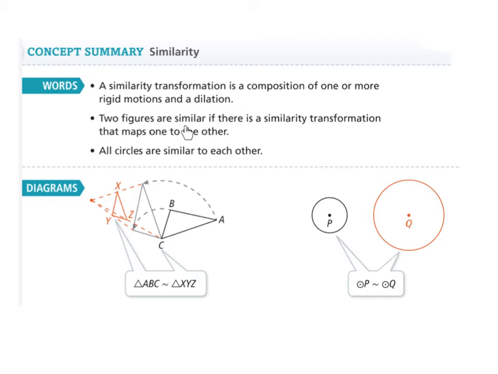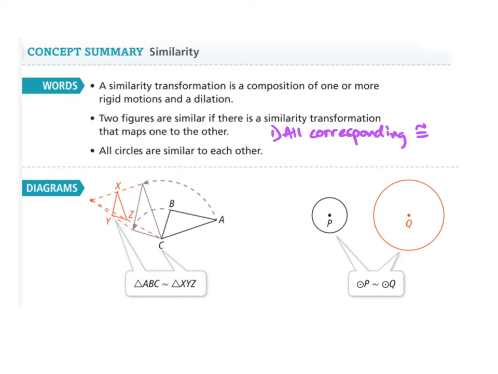So the idea of similarity just means that there is some kind of similarity transformation that will map one figure onto the other. I think of it a little bit differently, though. You can tell that two figures are similar if two requirements are fulfilled. Let me list those out here real quick. Similar figures will have all corresponding angles congruent. Every angle in the image will have a congruent angle in the pre-image.